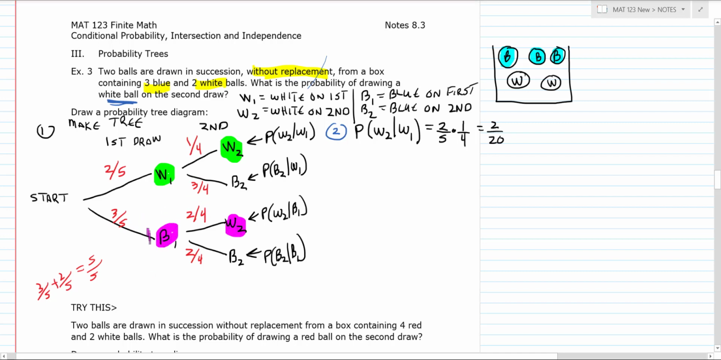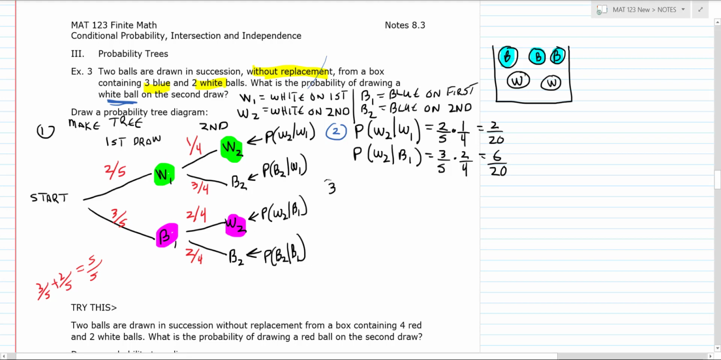You would have the probability of a white on the second, given that you had a blue on the first. Well, that would be these 2 numbers, 3/5 and 2/4. If you take 3/5 times 2/4 and go straight across, you get 6 out of 20. So there are 2 ways for that to happen. You don't consider anything other than these 2 branches on the probability tree.